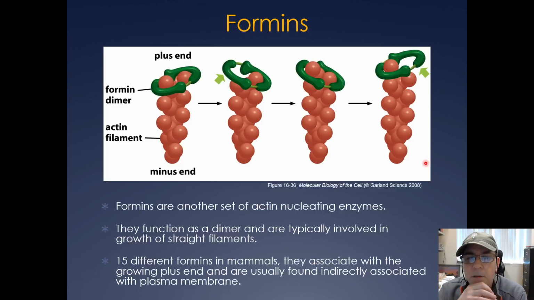Another protein involved in the nucleation are these proteins called formins, okay? And they help the growth at the plus end, and you can almost think of it as a ratchet as it's moving up. It's a dimer, and basically it moves and adds actin subunits as it moves along. So there are 15 different formins in mammals, and they associate with the plus end and really help it grow at the plasma membrane, and they're indirectly associated with the plasma membrane.